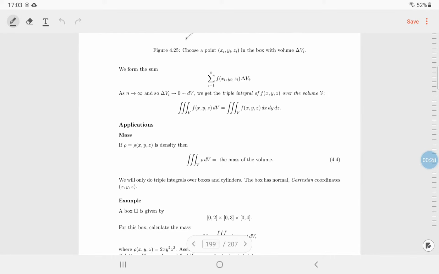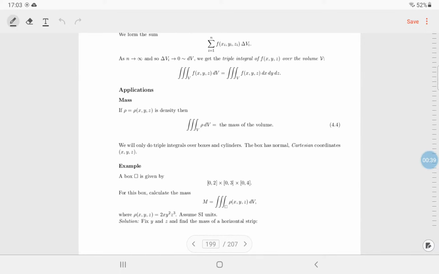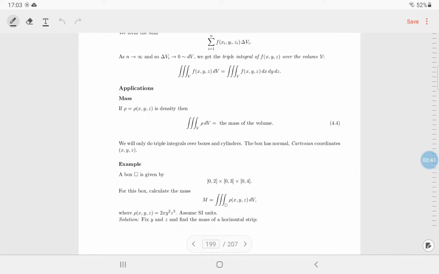So an example would be if rho is, now this is the normal density, just mass per unit volume, then the integral of rho dv will be the mass. We're just going to work with triple integrals over boxes and cylinders. We'll keep things simple.